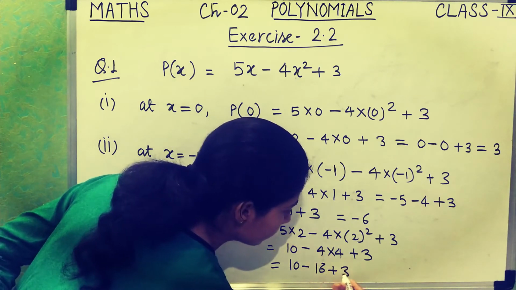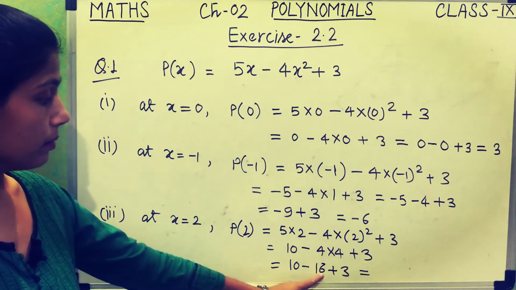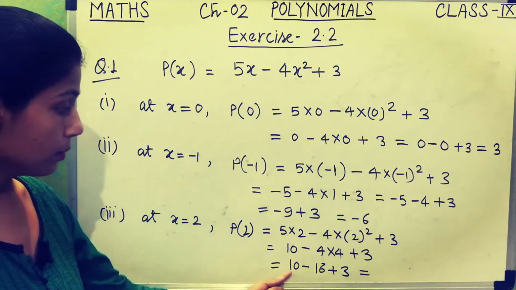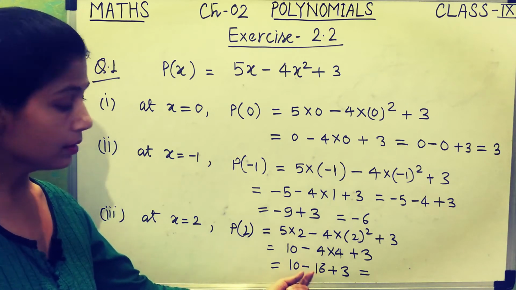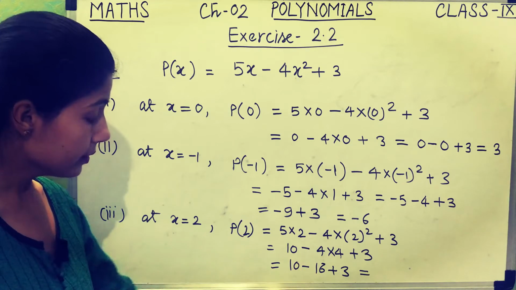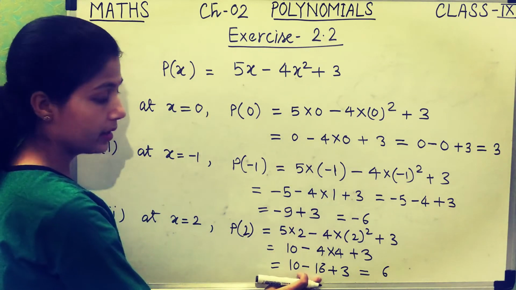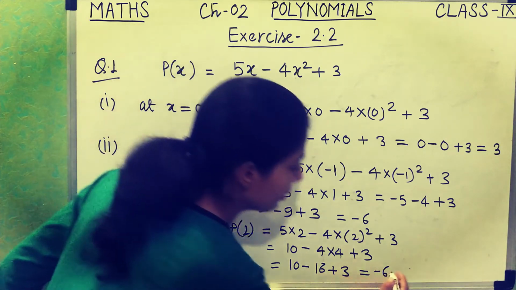plus 3. So 10 minus 16, one is positive and the second term is negative. So plus minus is always minus, so you have to subtract 16 and 10. So 16 minus 10 is 6 and the sign will go with the greater, that is 16. So minus 6 and then plus 3.